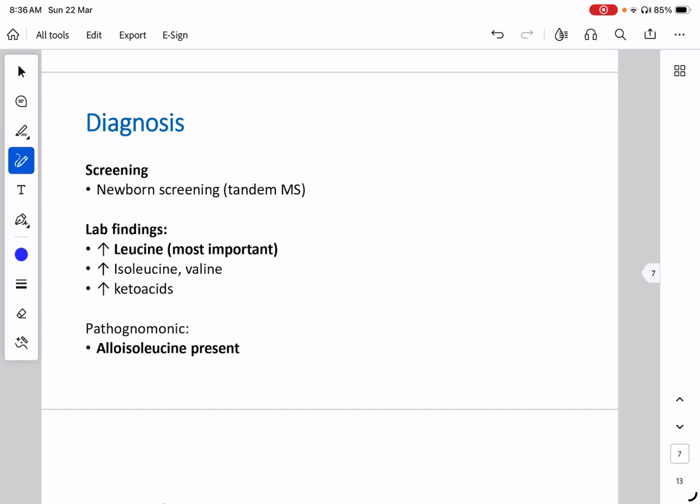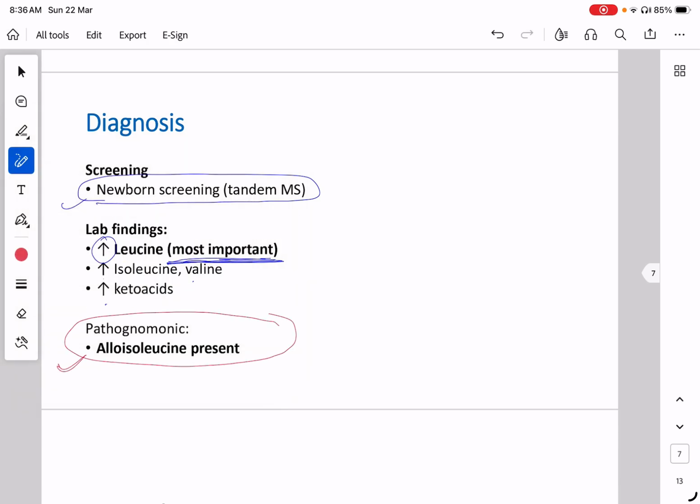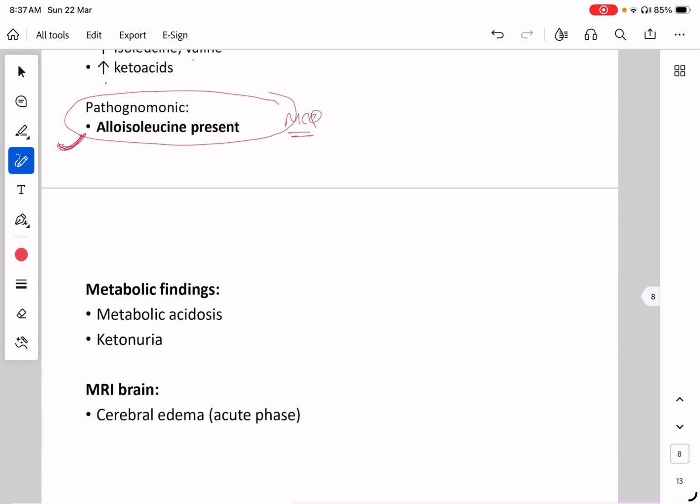Now, how to diagnose this disease? Newborn screening with tandem mass spectrometry is the mode of screening for this disease or any other biochemical disease. Lab findings: what lab findings? As we have seen, leucine is the most toxic compound. It is important when it is accumulated. So, an increase of leucine level can be seen. Increased isoleucine, valine, and keto acids. And what is the pathognomonic feature? Allo-isoleucine is present. So allo-isoleucine, this can be an important MCQ. The pathognomonic feature of maple syrup urine disease is the presence of allo-isoleucine.